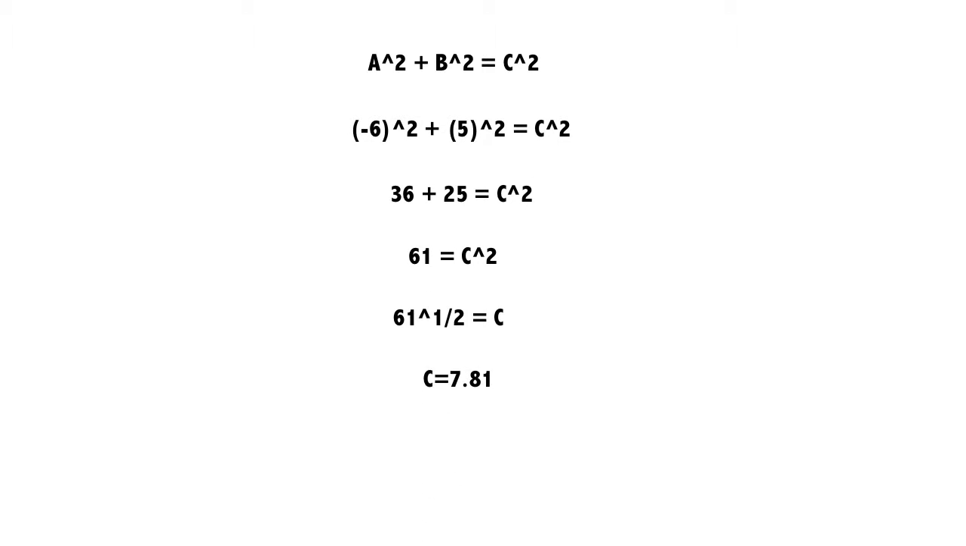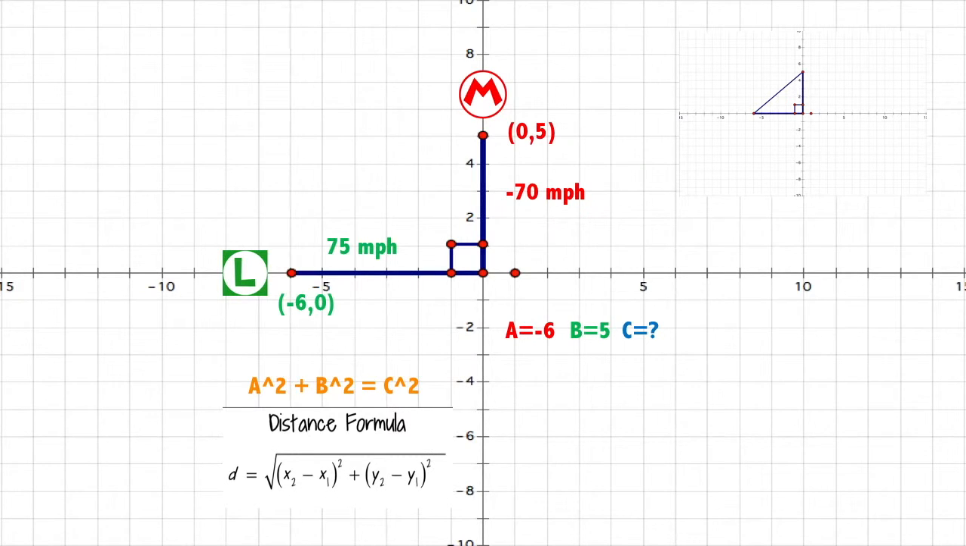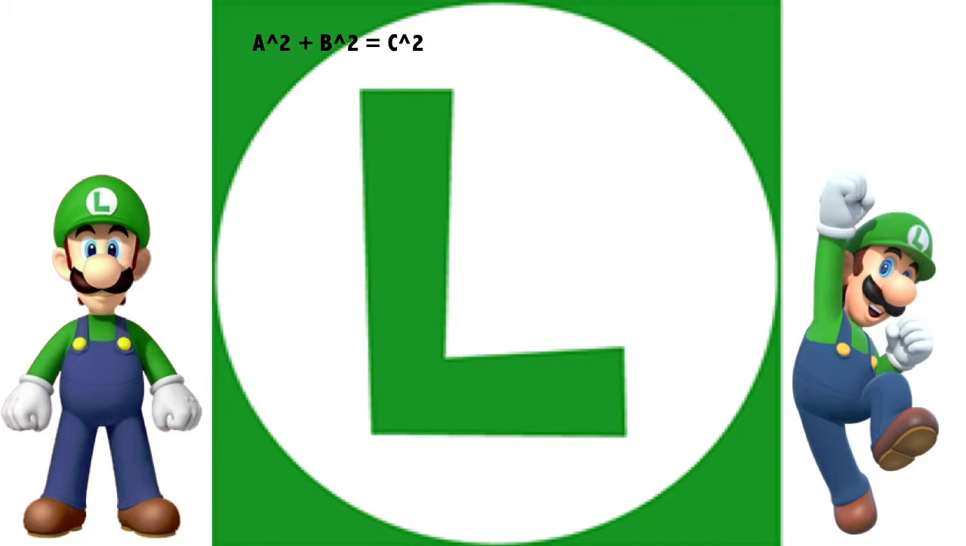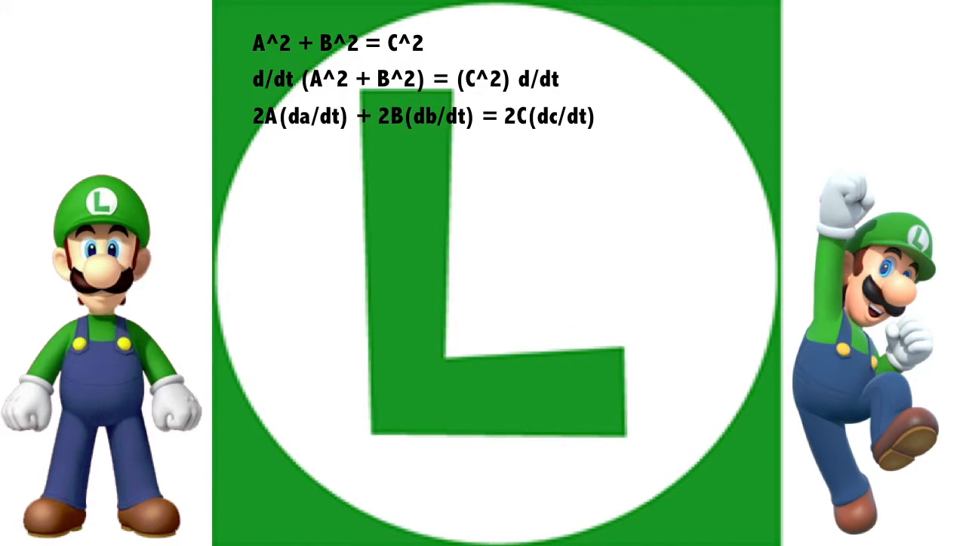After finding C, you may ask, what could we possibly do next? Well, luckily, we can find the derivative of the Pythagorean theorem with respect to time in order to find the rate of change of Mario's motion, Luigi's motion, and the distance between them. First, do the initial derivation with variables. Next, plug in what we know.